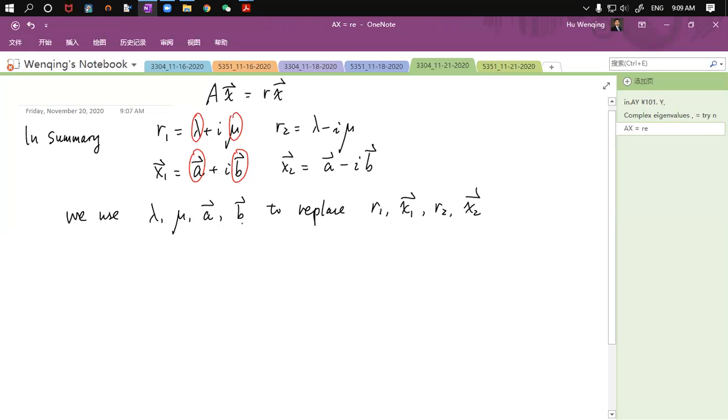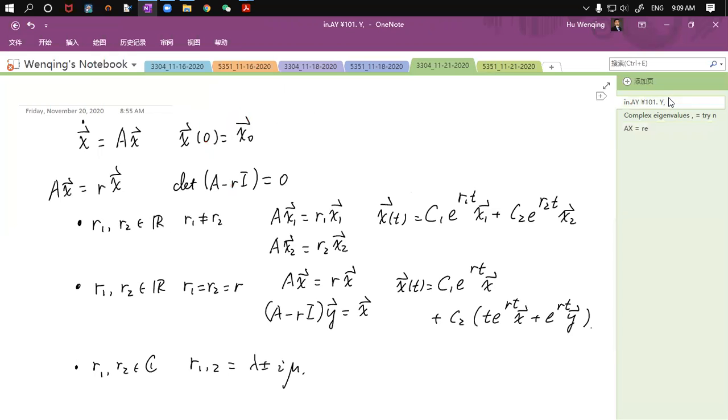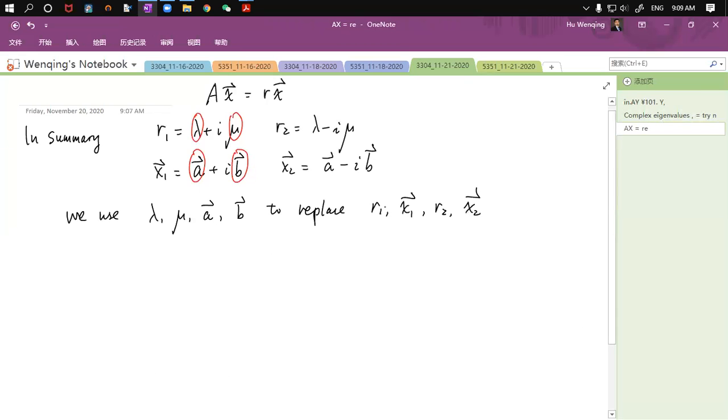So that being said, you're not going to arrive at a formula using R1, R2, and X1, X2. The reason is that they are complex, right? Your equation is real. This original equation is real. You don't want to reach a complex solution. So you want to use only lambda, mu, A, B to represent your solution. Is that good for everybody?